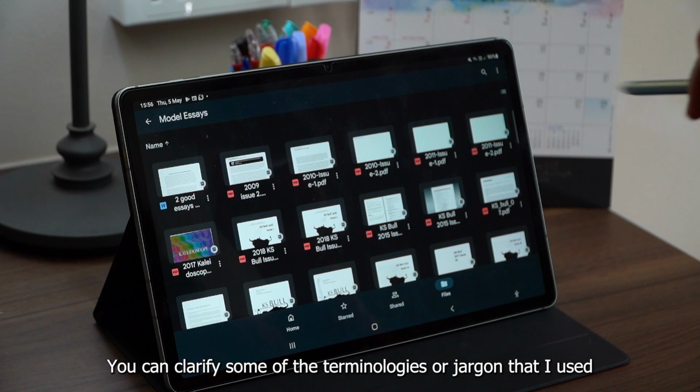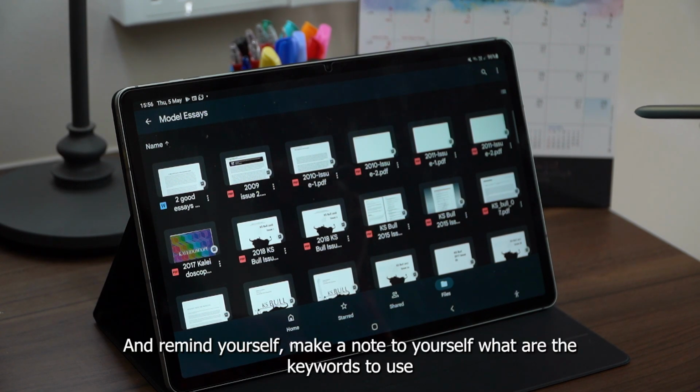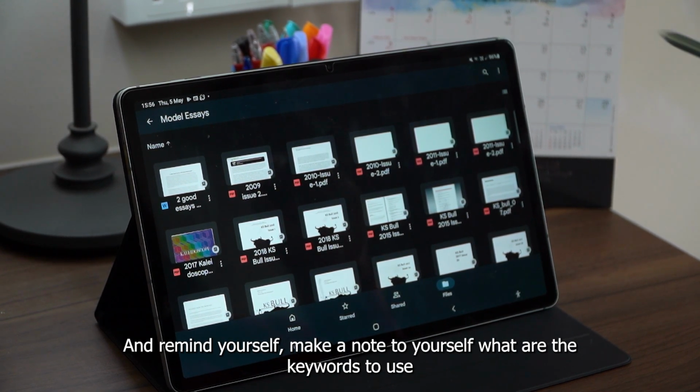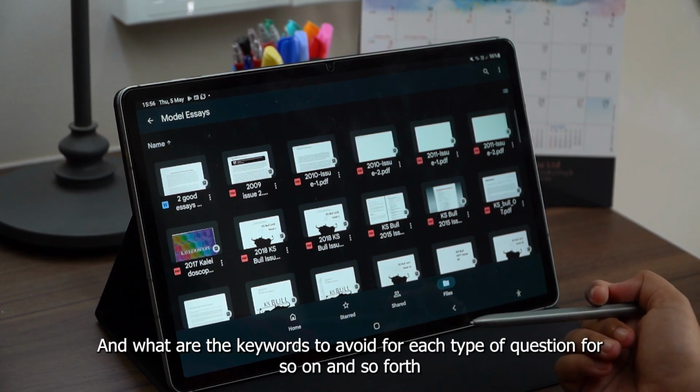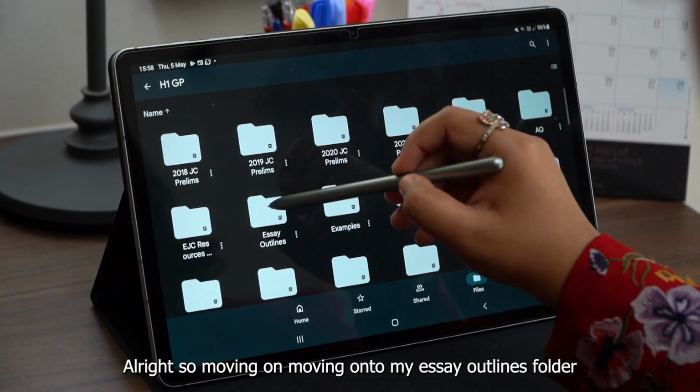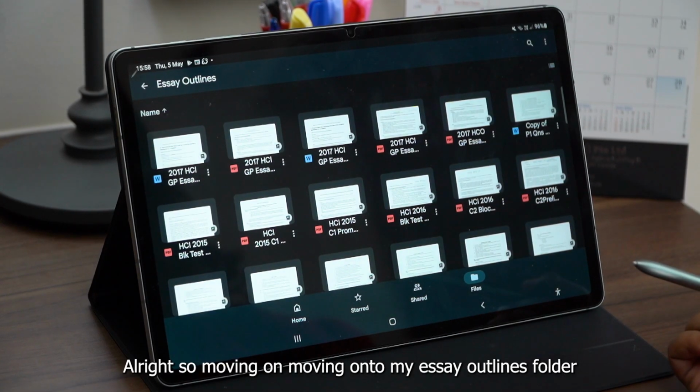You can clarify some of the terminologies or jargon that are used, and make a note to yourself of the keywords to use and the keywords to avoid for each type of question, and so on and so forth. All right, moving on to my essay outlines folder.